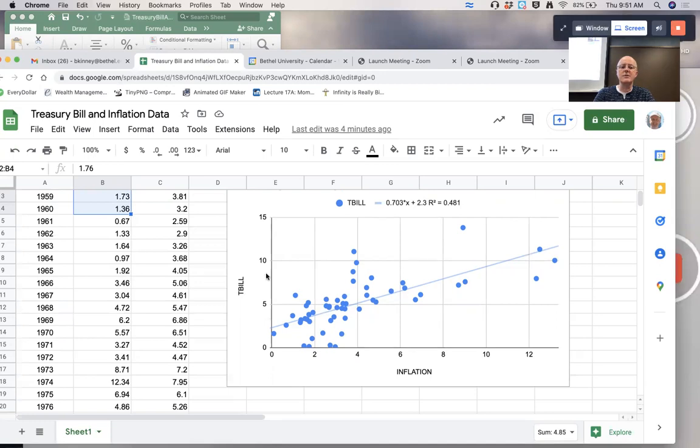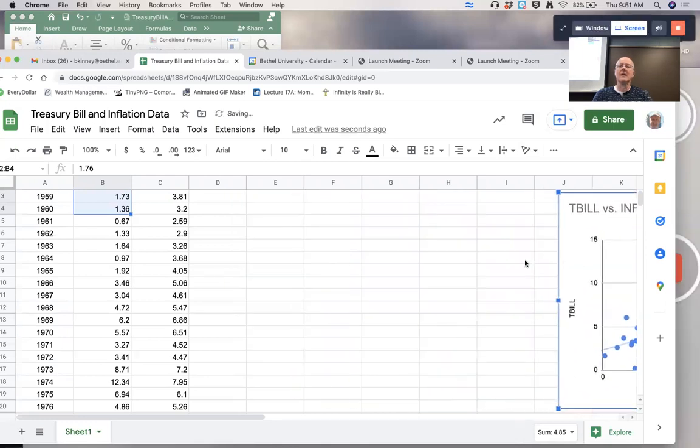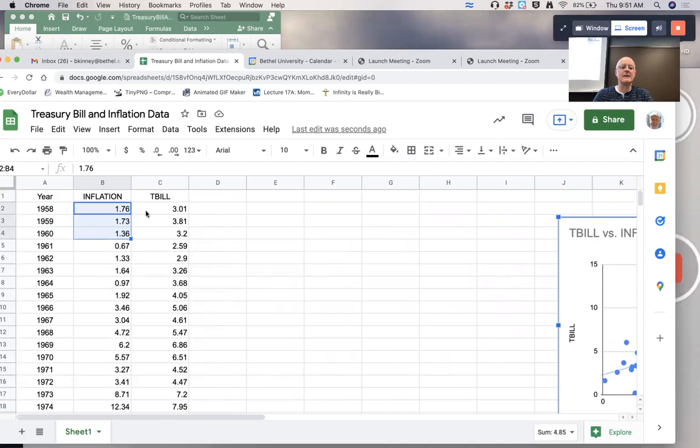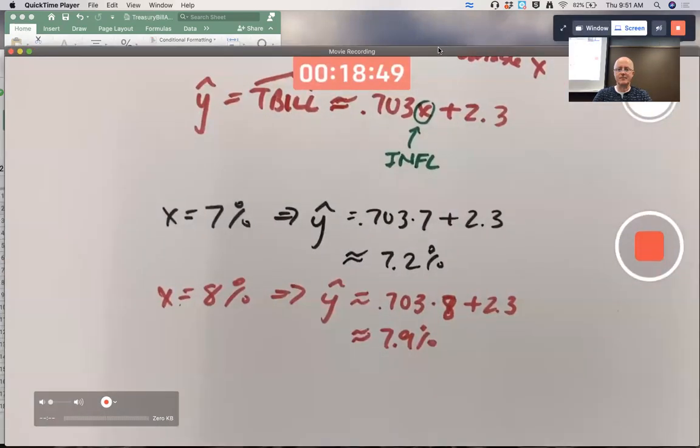I do want to show you the XLMiner analysis tool pack, but before we do that, let's confirm the regression line is correct using the equations that we derived on Tuesday. This is the inflation X. This is the T-bill return Y. What were the equations that we derived for the slope and intercept on Tuesday?